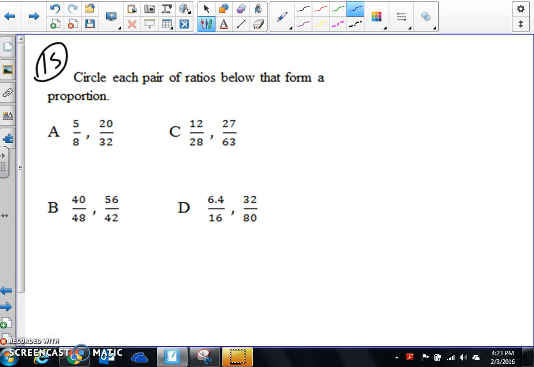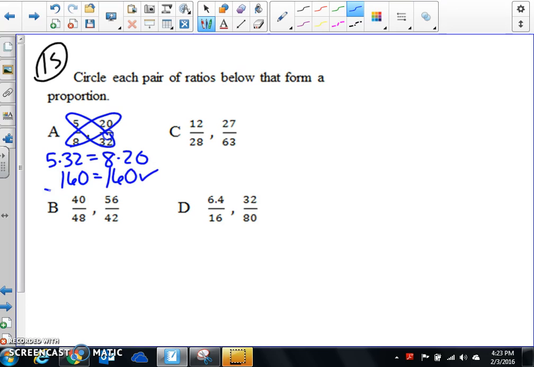Circle each pair of ratios that forms a proportion. All right, so there's a couple different ways that we talked about doing this. To me, the simple way is just a cross multiply. So 5 times 32 and then 8 times 20. 5 times 32 is 160, and 8 times 20 is 160. Since those work, that is an answer.